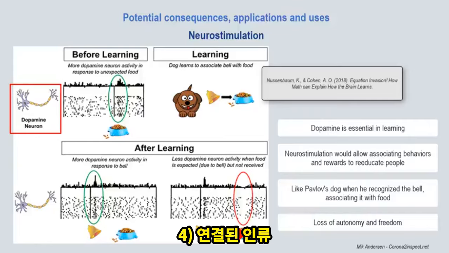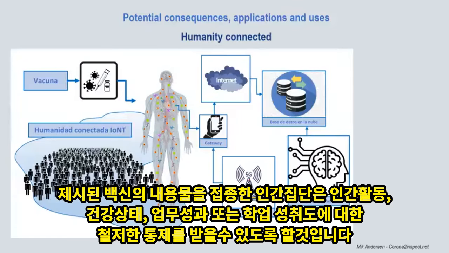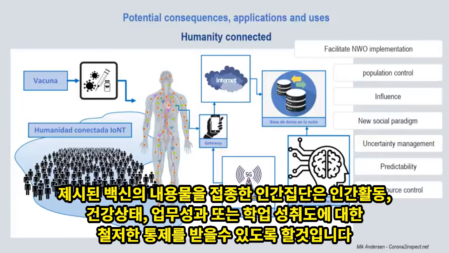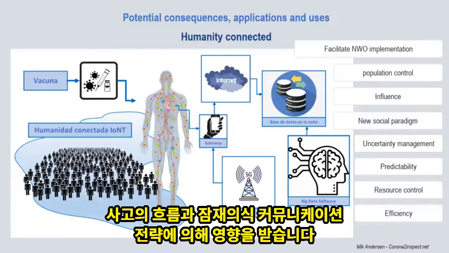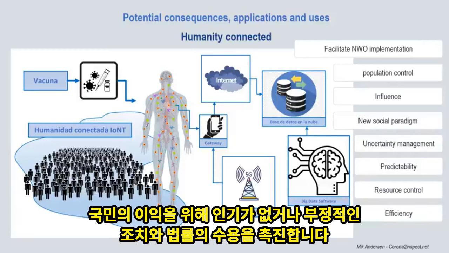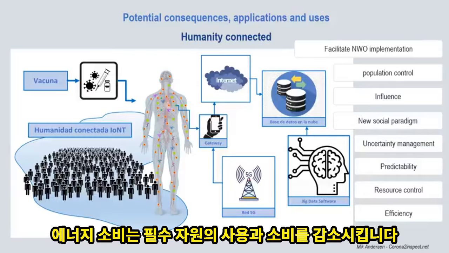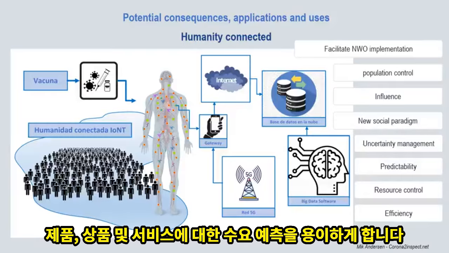4. Connected humanity. The human collective, inoculated with the presupposed content of the vaccines, would make it possible to exercise exhaustive control over human activity, health status, work performance, or academic performance, influenced by currents of thought and subliminal communication strategies, facilitate the acceptance of measures and laws that are unpopular or negative for the interests of the population, bend the will or any resistance to perform certain tasks or functions, or undesired tasks, reduce energy consumption, reduce the use and consumption of essential resources, facilitate the forecasting of the demand for products, goods, and services.